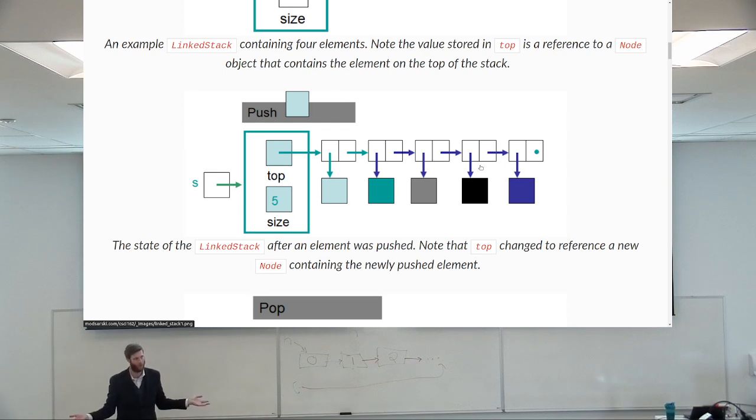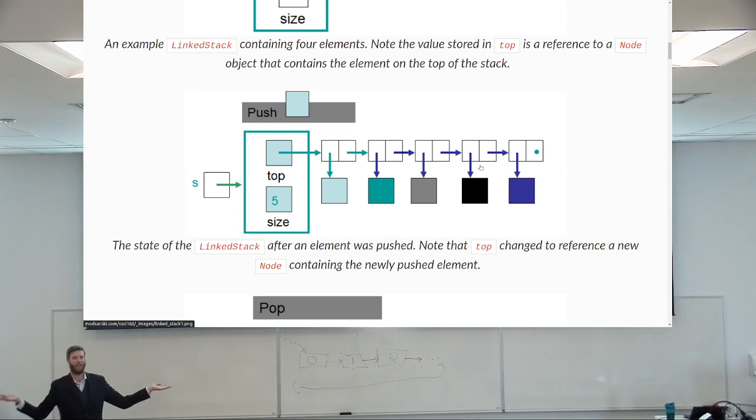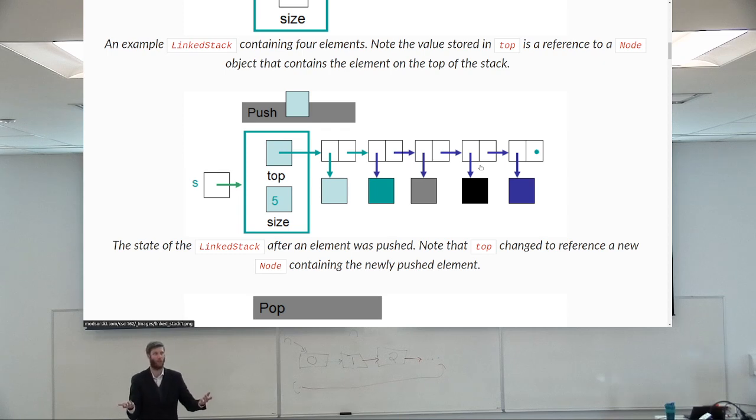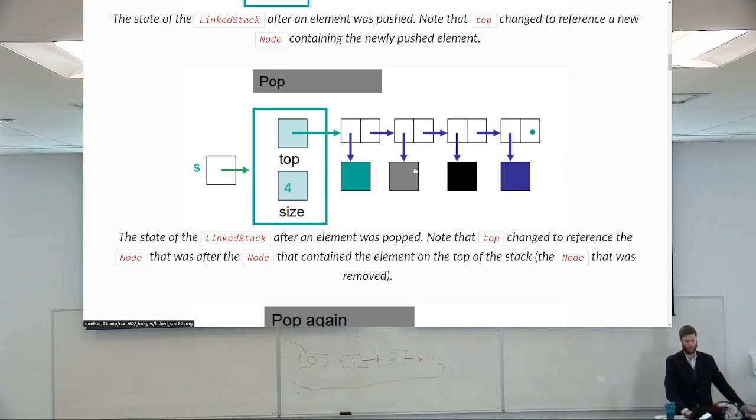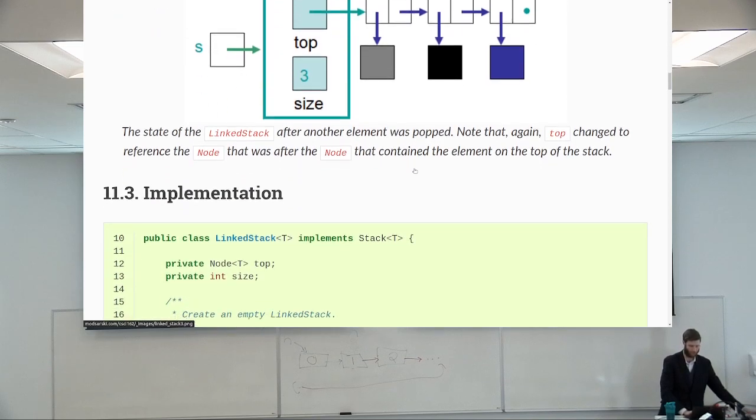And then pop. Pop, obviously we're removing something. Where are we removing from? It's not a trick question. The front. Once again, you remove from the front. The good news is adding and removing from the front of a link structure are the easiest possible modifications. So easy. So this is great. Push, we add to the front. Pop, remove from the front. Pop again, remove from the front.